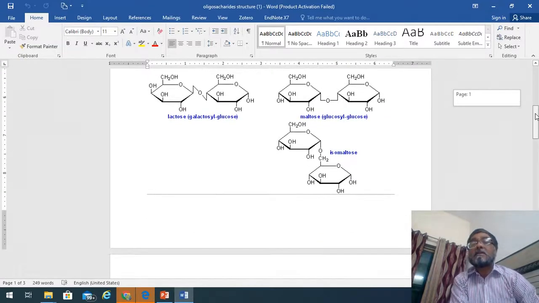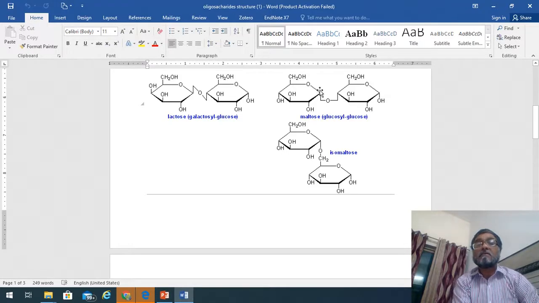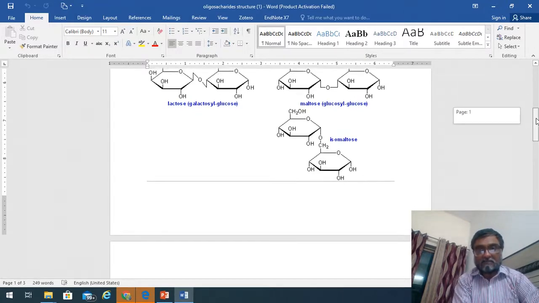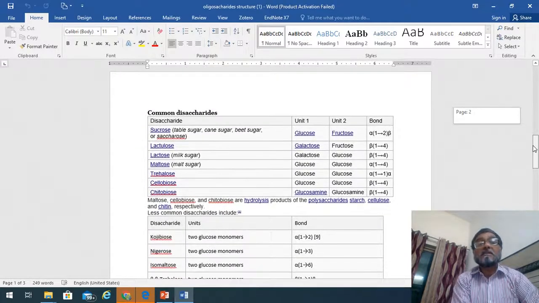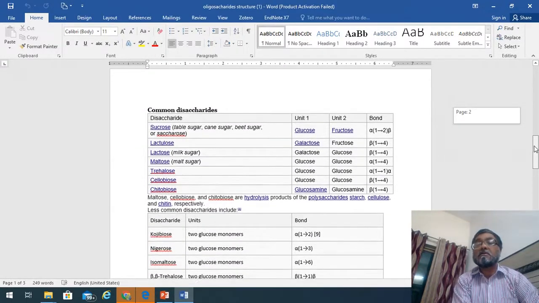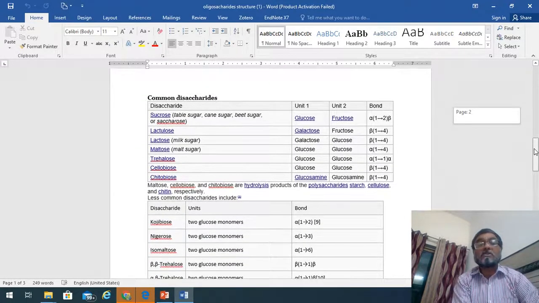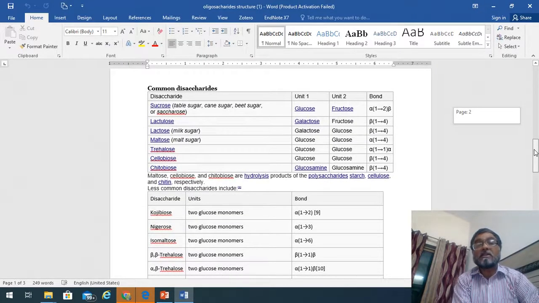Then another disaccharide, that is the maltose, consisting of two glucose units. Again, these are the two glucose units and alpha 1,4 type of linkage. In isomaltose, 1,6 type of linkage is there. So I hope you have practiced all of this on the weekend. And for some other disaccharides, I give you the task to make the structures showing their linkages.